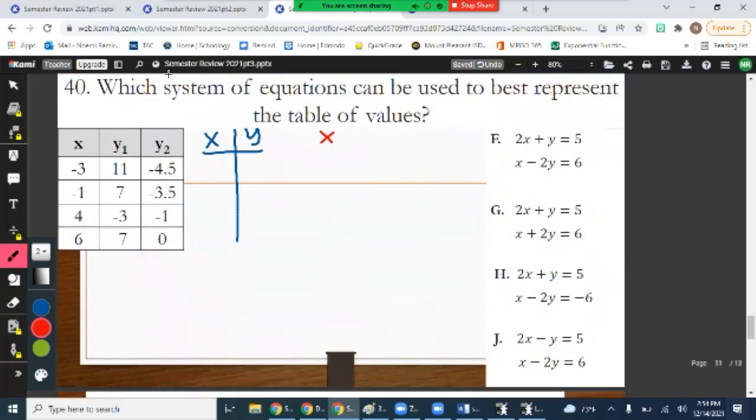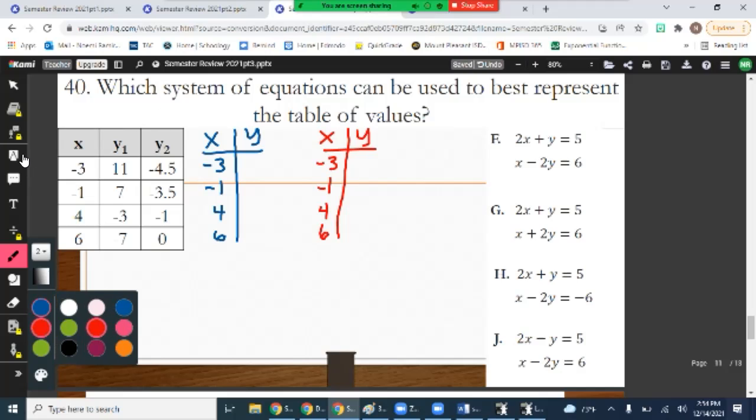X and y, x and y. Now, the x values for both tables are going to be exactly the same. So -3, -1, 4, 6. -3, -1, 4, 6. This is the difference. The first table is going to have my y1s. The second table is going to have my y2s.